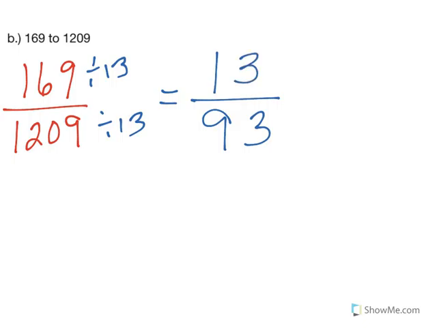So we've broken it down once, and then you can try, does anything else go into both of these? Well, 13 is prime, and 93 divided by 13 is 7.15. So there's no way to break it down again, and our simplified fraction is simply 13 over 93.